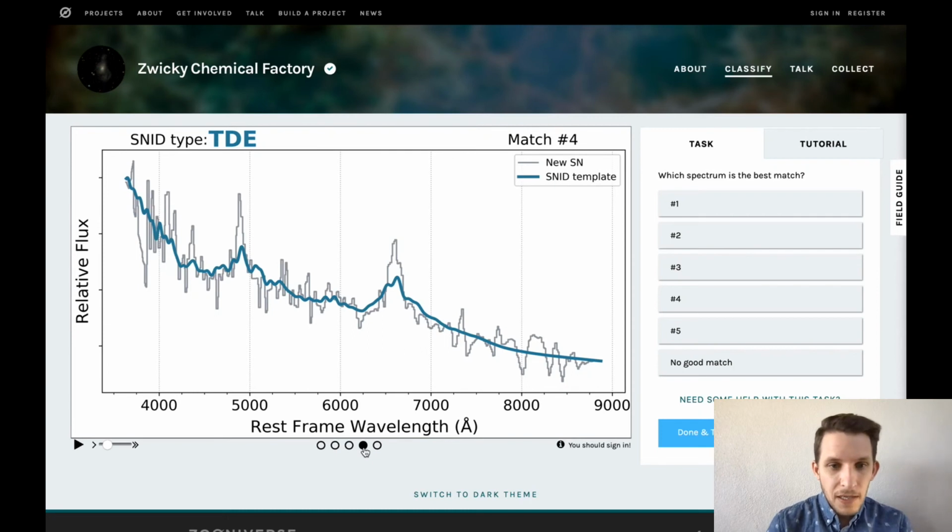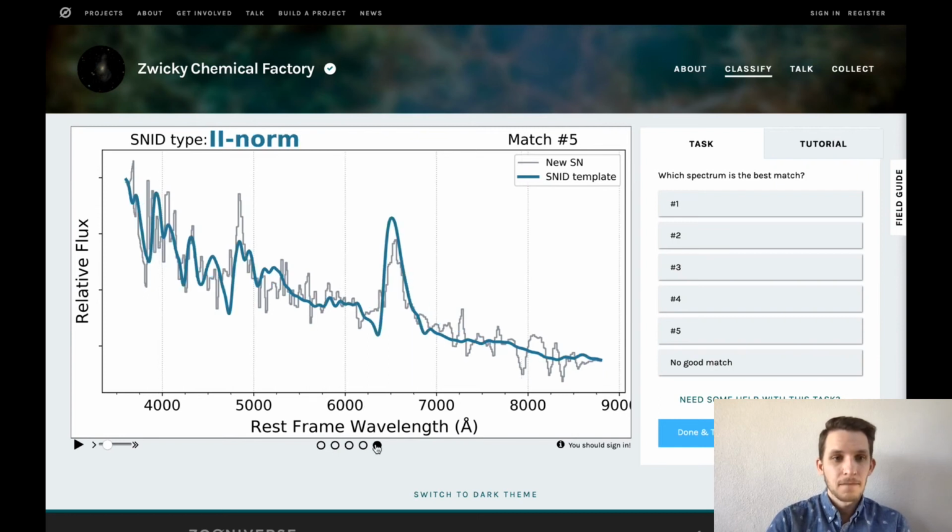Tidal disruption event, that also looks decent, but I think the profiles don't line up quite in the way that you might expect. There's also a significant absorption here at about 3,900 angstroms or so. Typically that's due to calcium, and I just don't see any sort of evidence from the tidal disruption event to match that. And then we have a match to another type 2 normal event, and again, that looks pretty good relative to the actual spectrum here.